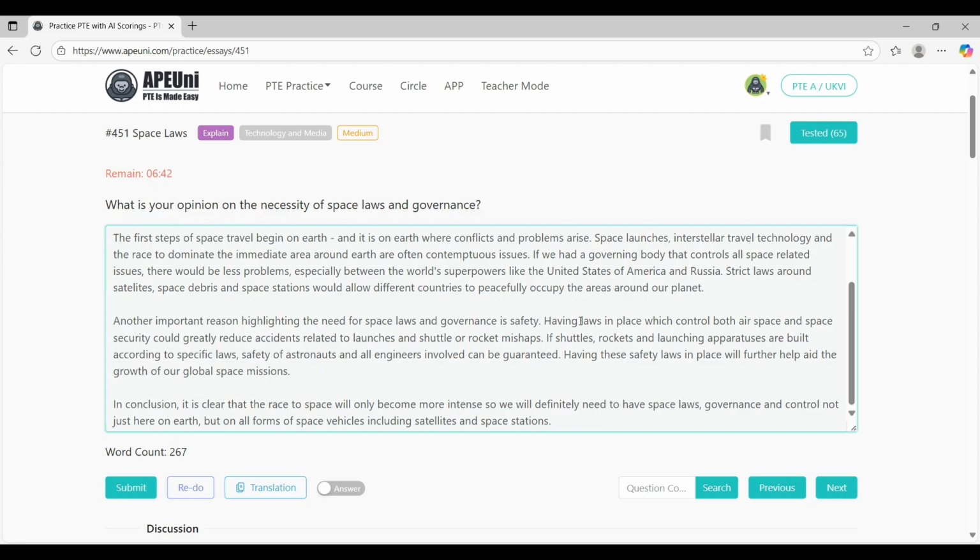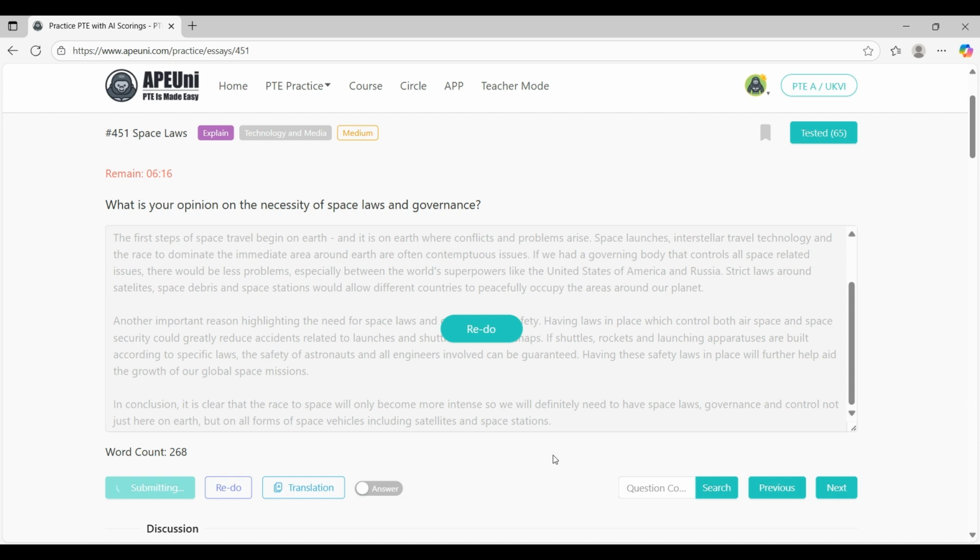Okay, now go down. Let me read my conclusion to you. In conclusion, it is clear that the race to space will only become more intense, so we will definitely need to have space laws, governance, and control, not just here on Earth, but on all forms of space vehicles, including satellites and space stations. Full stop. Okay, submit. With 6 minutes left to go.